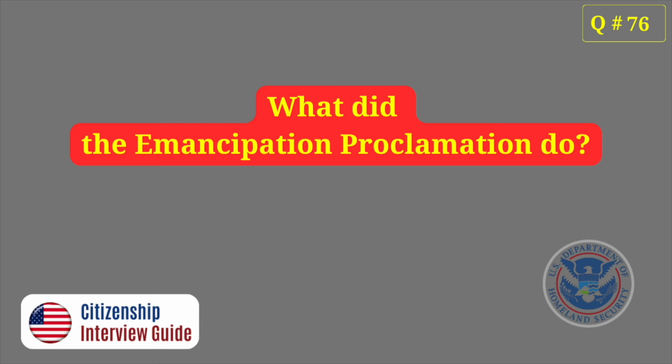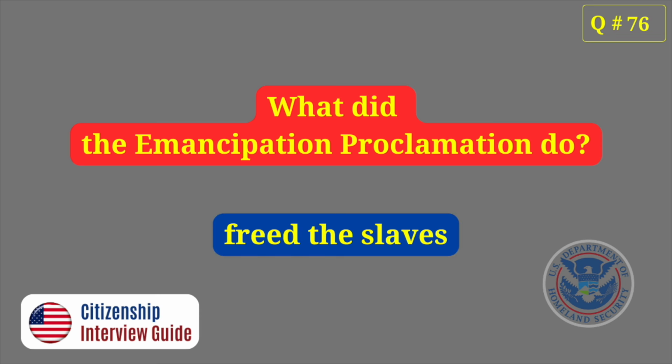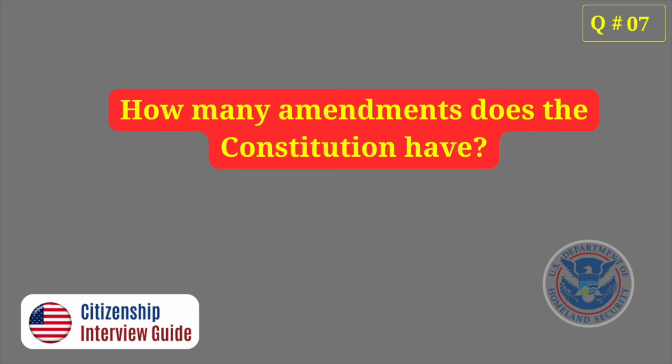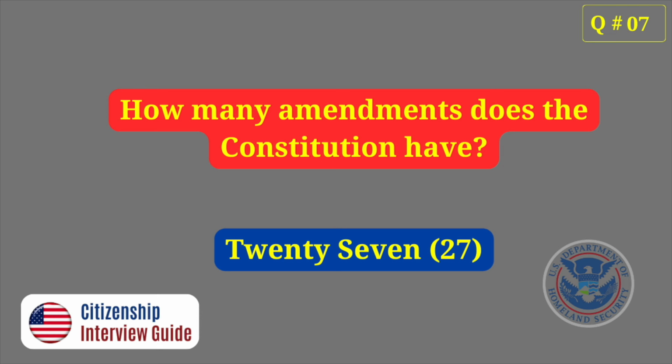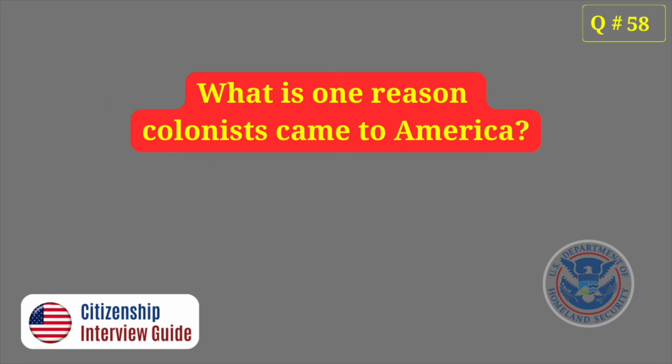What did the Emancipation Proclamation do? Freed the slaves. How many amendments does the Constitution have? 27. What is one reason colonists came to America? Freedom.